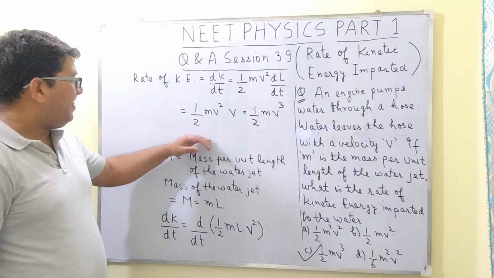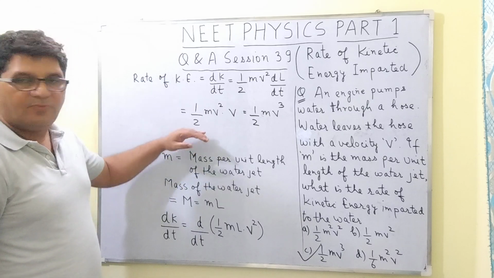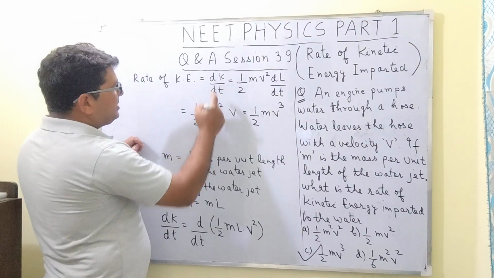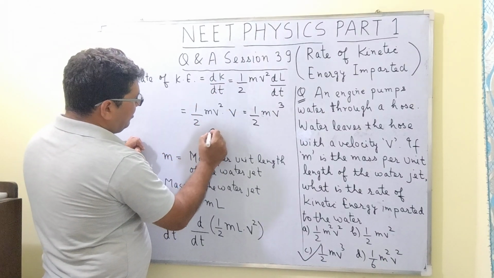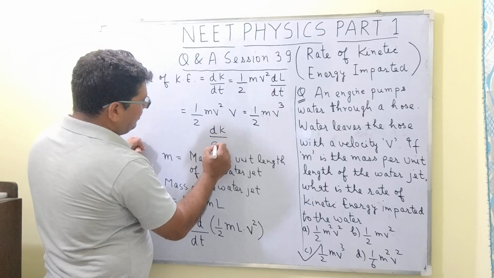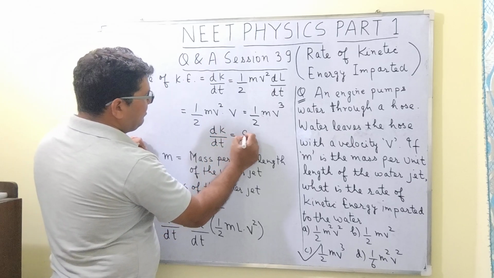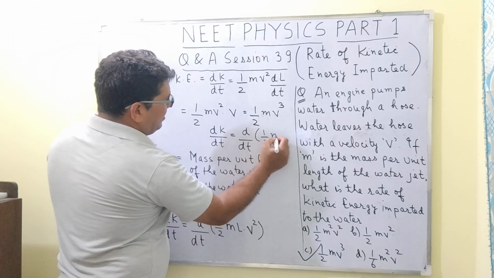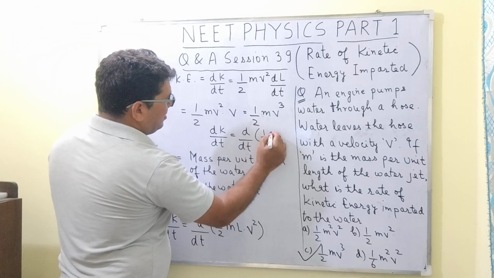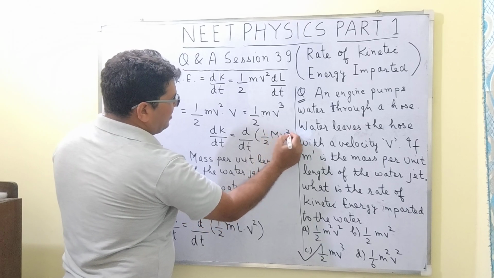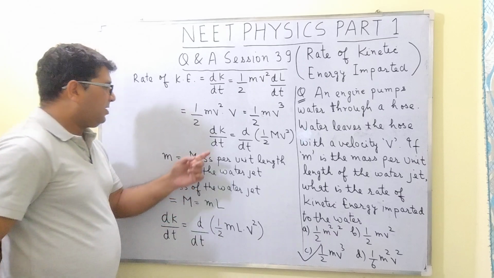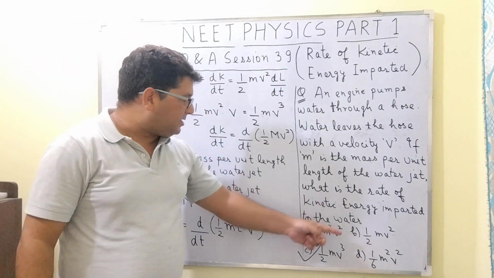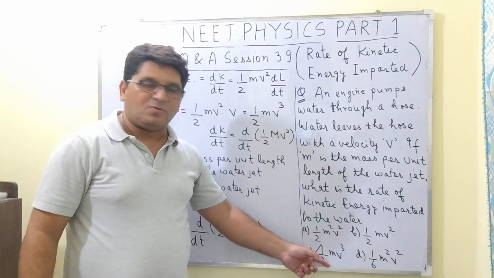So here the most important thing which you all have to remember is that the rate of the kinetic energy is equal to dK upon dt, and this can be written as d upon dt of 1 by 2 mv square. So by using this equation, I was able to find the rate of the kinetic energy which was imparted to this water jet.